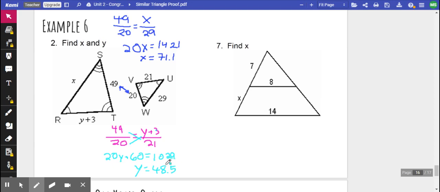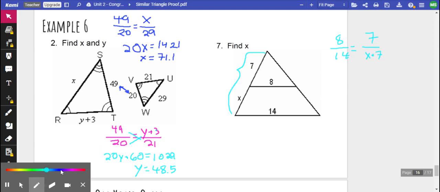for y. And now let's move on to our final problem on this page. We're trying to find x. So we're going to compare 8 over 14, and we are going to compare the small side of 7 to the whole part over here. A tricky part here is that this whole side is x and 7 combined, or in other words, it's x plus 7.